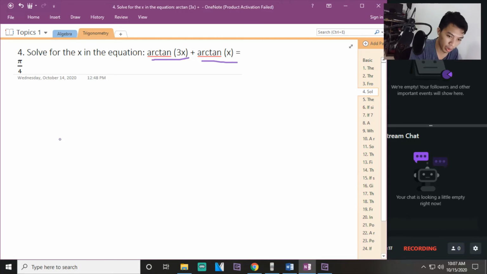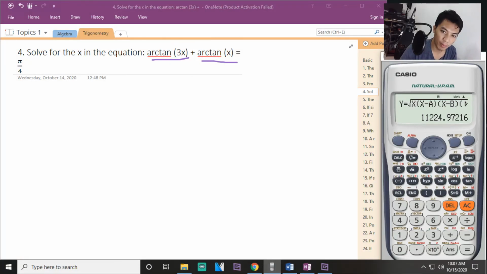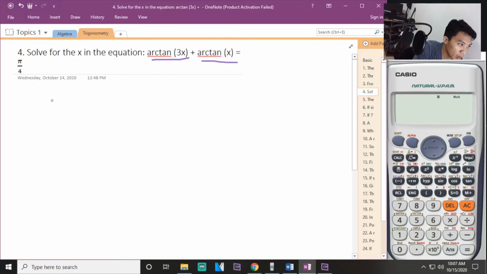Let me just prepare our calculator. So, this is how we solve it. Okay? We will solve it by rewriting the equation. So, arctan, how is that written? That is inverse tangent negative 1 of 3x plus tangent with negative 1 of x equal to 5 over 4.